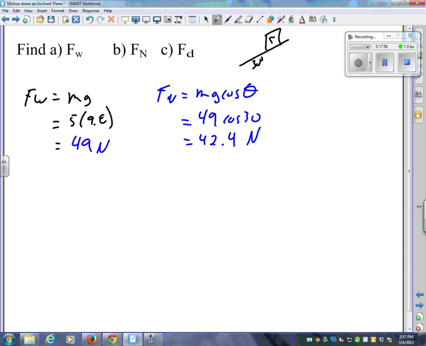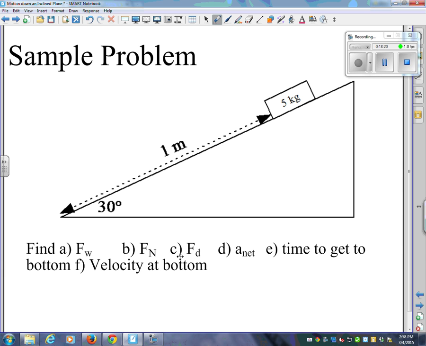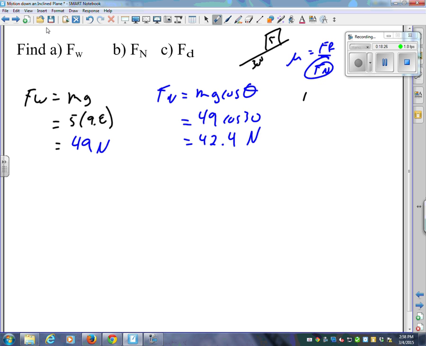Does anyone remember from grade 11, mu equals Ff over Fn? Remember, mu equals Ff over Fn? This thing here? Well, what's the Fn? This guy right here. That's what we're talking about. What else are we looking for other than the FW, Fn, and FD? Well, ultimately, I'm getting to this, but I'm showing you the steps to get there. Okay, well, what's the FD? Mg sine theta. So 49 sine 30.